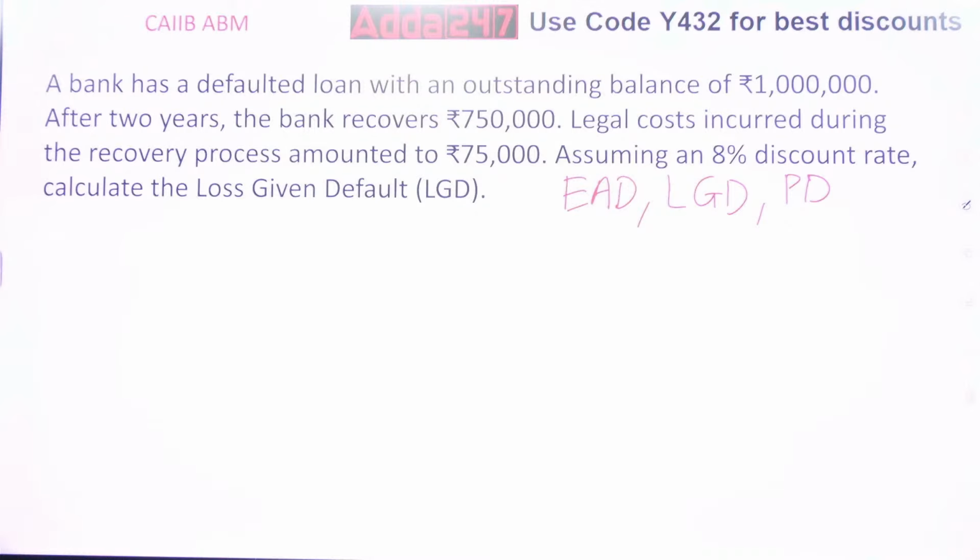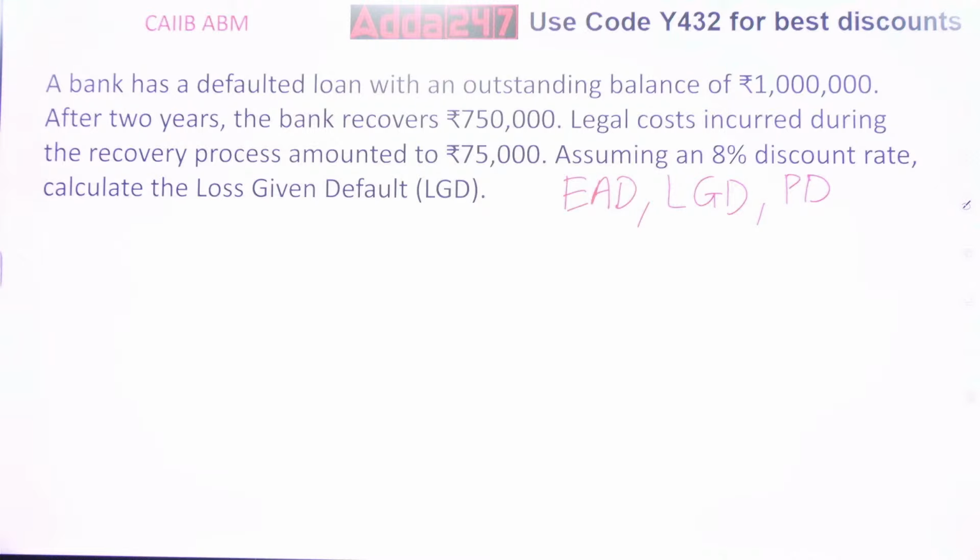Everyone, try this. Problems are easy, but you need to understand this. What is given over here? Recovery is given. The bank defaulted 10 lakh, then the bank recovered 7,50,000. Legal is 75,000. So first you have to find out the recovery rate. Recovery rate equals the amount recovered minus legal cost, because that is my expense, upon 1 plus R. What is R given? 8%, raised to N.